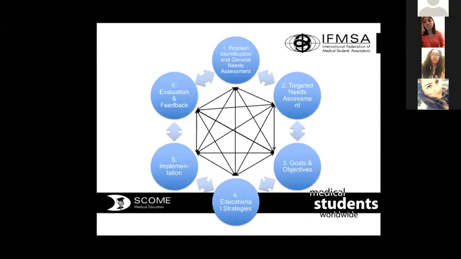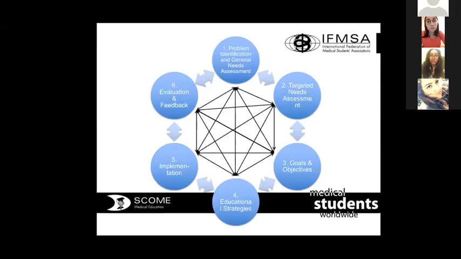The fourth step is the educational strategies. After I determine the goals and objectives I want to achieve, I have to identify the educational strategy that I want to implement.